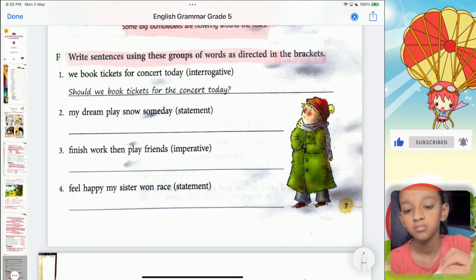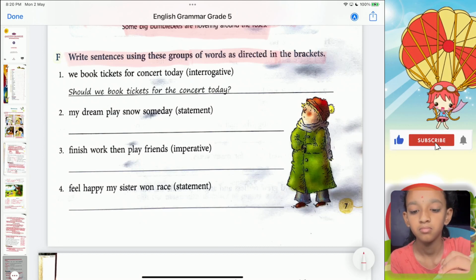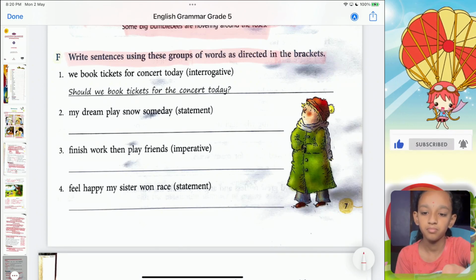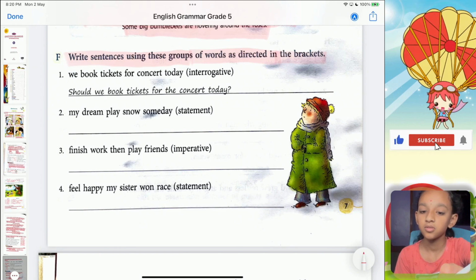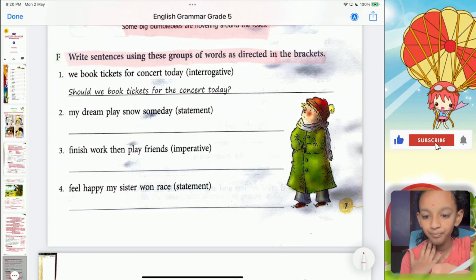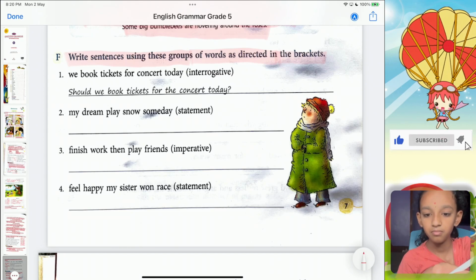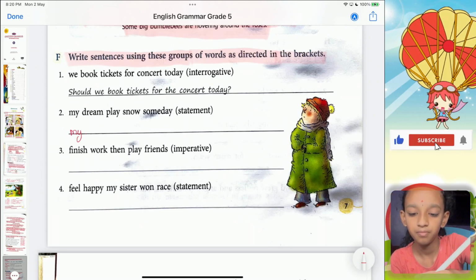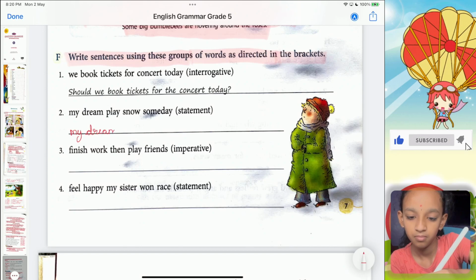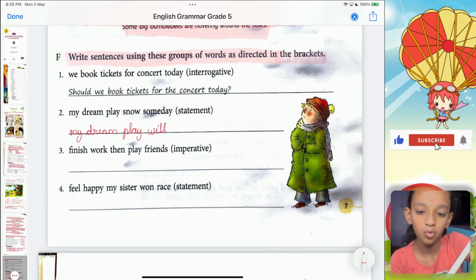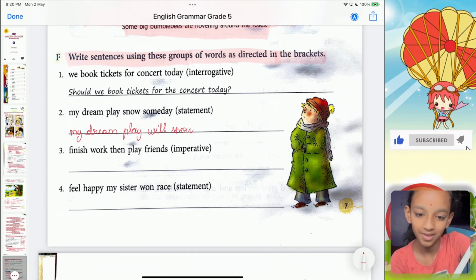Okay, now the second one is my dream play snow someday. Okay, so it's a statement. You have to make that as a statement. So you have a sentence: my dream play snow someday. You can say like, my dream play will snow someday. So it's a statement, right? Someday.